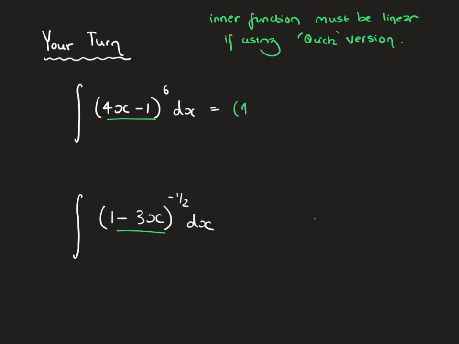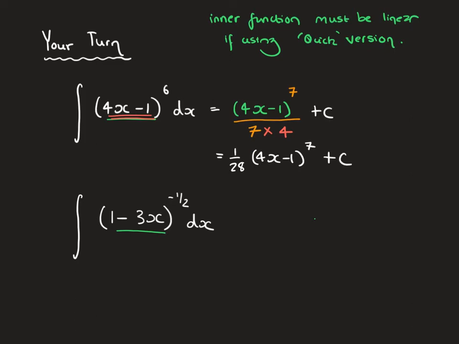So I want 4x - 1, which is a linear function, remember, to be raised to the new power of 7. And of course we need to divide by this new power of 7. But I also need to divide by the derivative of the inner function, which is 4, and then include a constant. So my final answer, 1/28 (4x - 1)^7 + c.